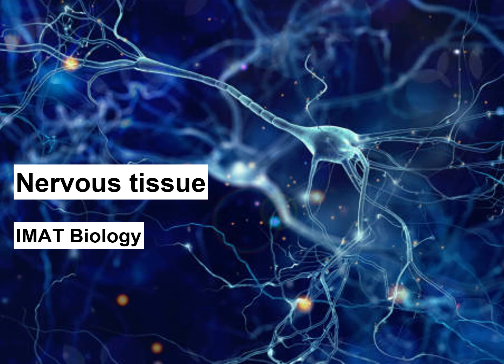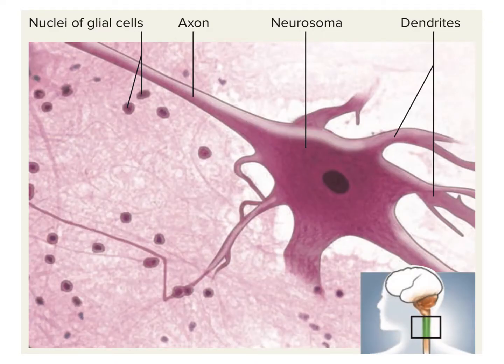Hey guys, today we're going to talk about the nervous tissue as part of the series on IMAT biology preparation videos. Here we can see a picture of a neuron with its different parts. However, we're going to see them in more detail. The main concept that I want you to get from here is that we have two main cells in the nervous system, the nervous cells and the glial cells.